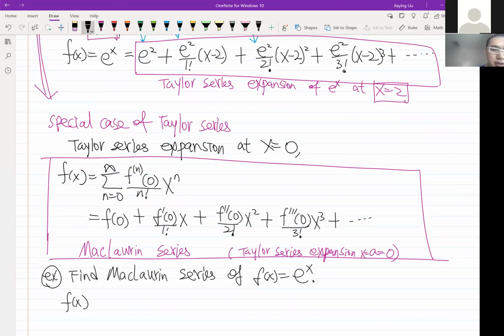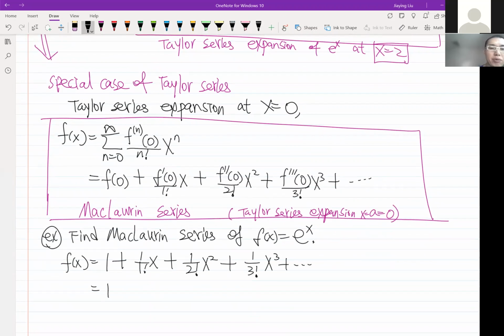So f of x will equal f of 0, which is e to the 0. And we already know e to the 0 is 1. Plus f prime again is still e to the x, but if we put 0 for x, we get e to the 0, which is 1, plus 1 over 1 factorial times x, plus the second derivative with 0 as an input. So there's still e to the x with a 0, so that's 1 over 2 factorial x squared, plus the third derivative with 0 input, they still get 1, divided by 3 factorial x cubed, and so on.